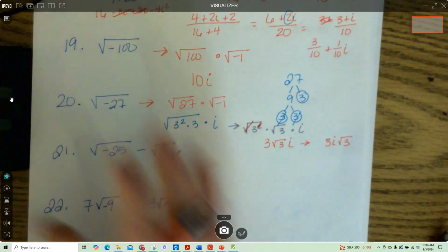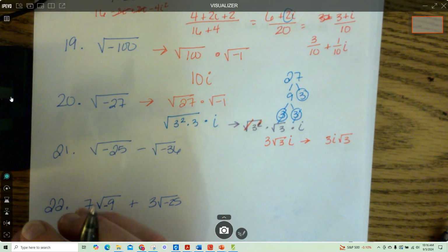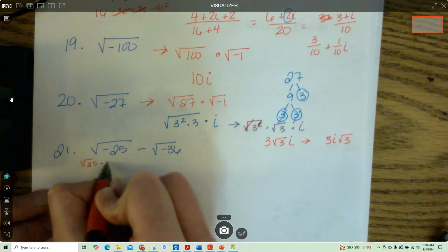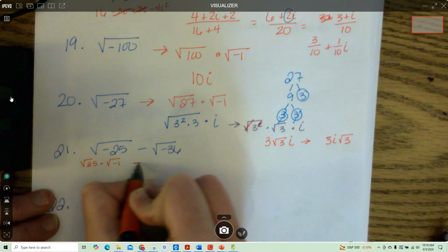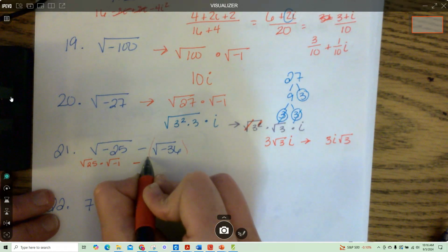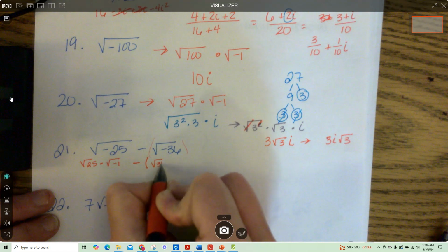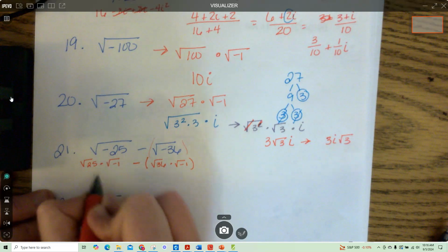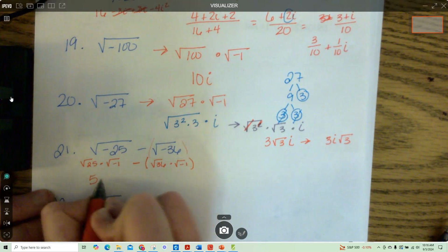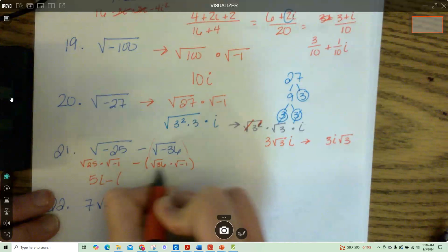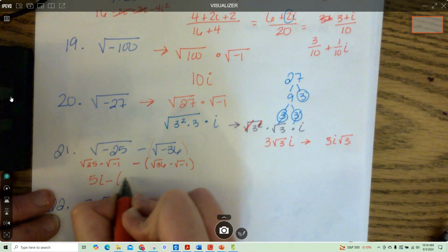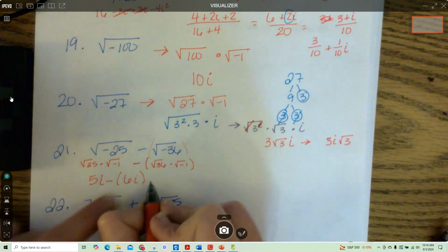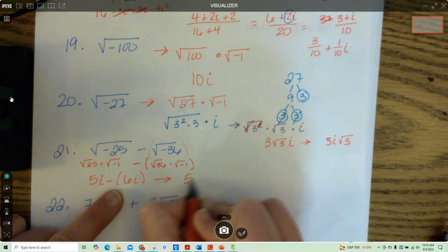Okay, 21. I'm going to do this a bit at a time. This here is going to be the square root of 25 times the square root of negative 1. I'm just going to keep this minus, and I'm going to put all of this in parentheses. Then the square root of 36 times the square root of negative 1. Square root of 25 is a 5. Square root of negative 1 is an i. Again, I'm going to keep all this in parentheses. Square root of 36 is a 6. Square root of negative 1 is an i.